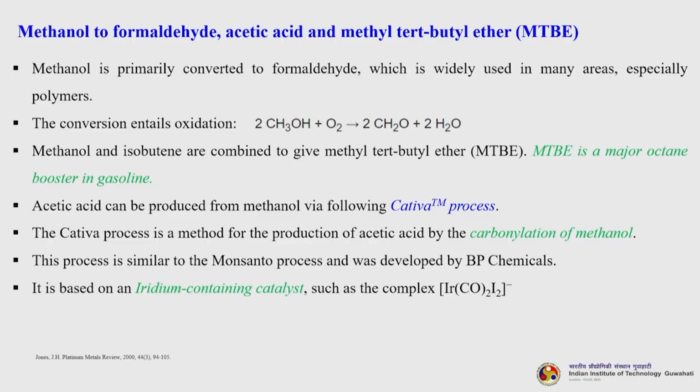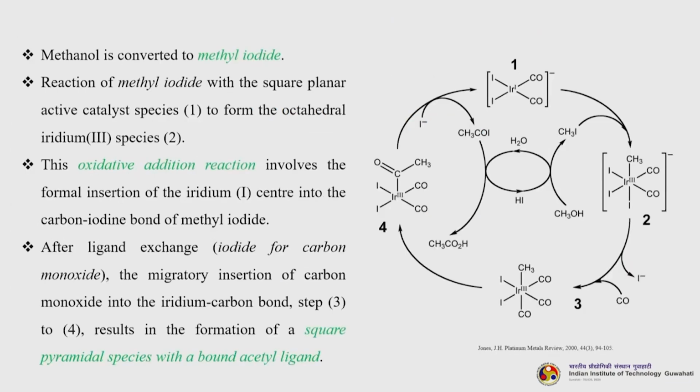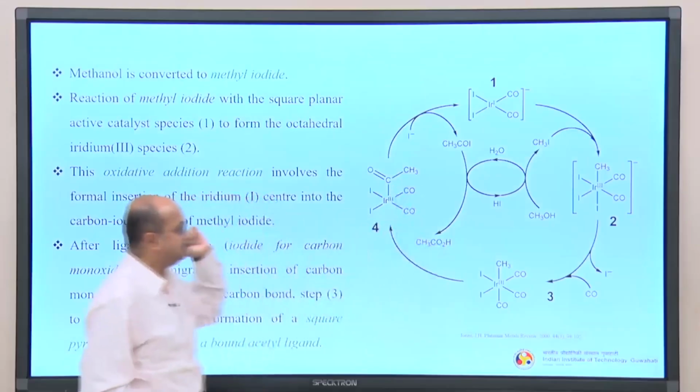The Cativa process is a method for the production of acetic acid by the carbonylation of methanol. The process is similar to the Monsanto process and was developed by BP Chemicals. It is based on an iridium containing catalyst such as this Ir(CO)2I2 complex. So, it is an iridium based catalyst. Let us see how it happens. I will explain it in the next 2 slides. You can just have a look at this particular cycle, how it is happening. I will explain this.